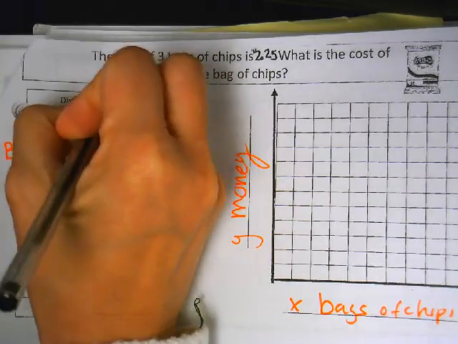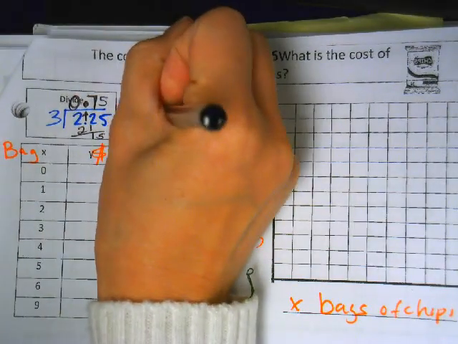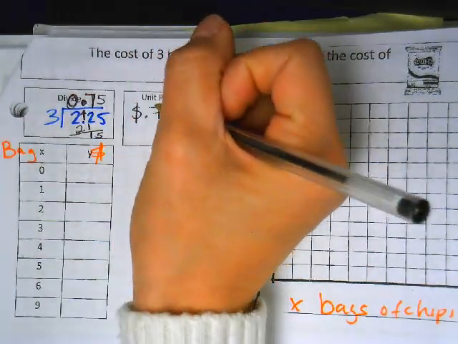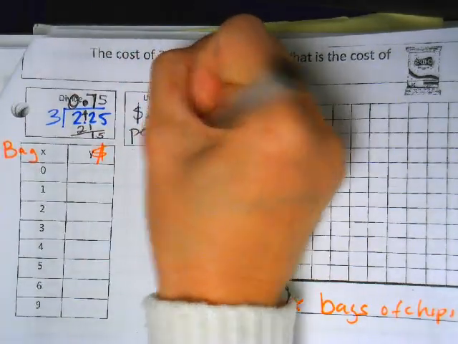And what do we get? 0.75. What does that mean, 0.75? Yep, 75 cents. And it's per what? Bag. Per bag of chips.